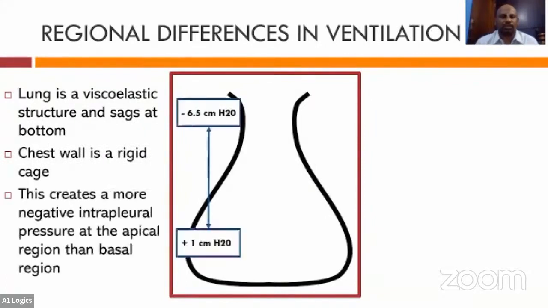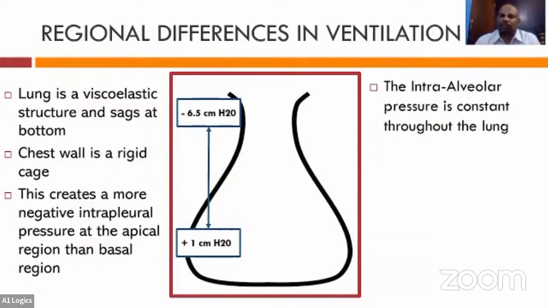Because of this rigid structure, the pleural pressure, which we saw already, was -5 centimeter water in the resting phase. But because of this sagging, in the upper part of the lung the pleural pressure becomes more negative, that is -6.5 centimeter water. And in the basal region, it is almost positive, +1 centimeter of water. Remember, the intraalveolar pressure is constant throughout the lung.